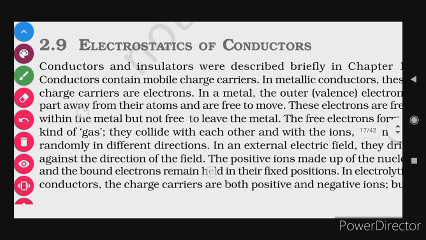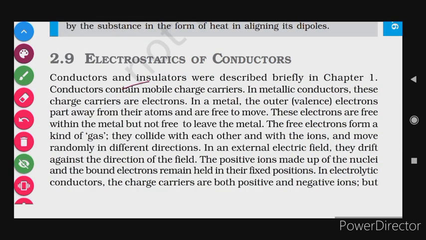Now we'll start. Conductors and insulators were described briefly in chapter number 1. Conductors contain mobile charge carriers. In a metallic conductor, these charge carriers are electrons. Conductors are the materials in which there are free charge carriers that can move, but in an insulator the charges cannot move. In metals, the charge carriers are electrons. In a metal, the outer valence electrons part away from their atoms and are free to move.